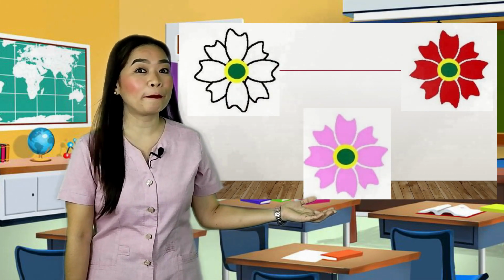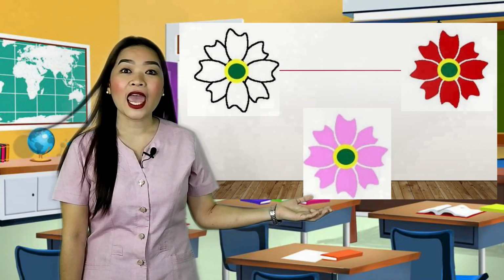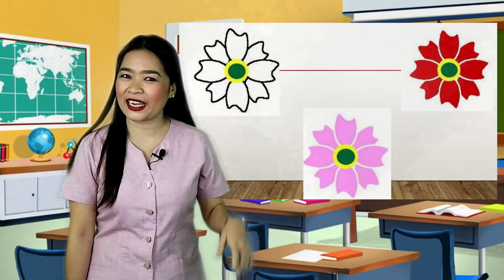Is it possible that a pink flower will be produced from the cross-pollination of a pure white and a pure red flower? Let us find out.